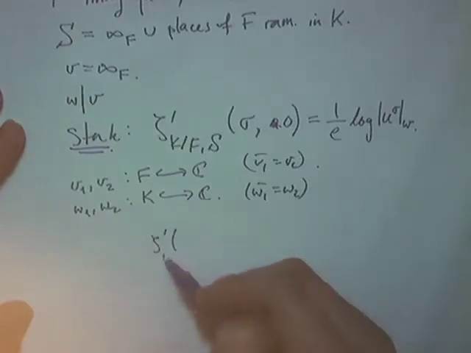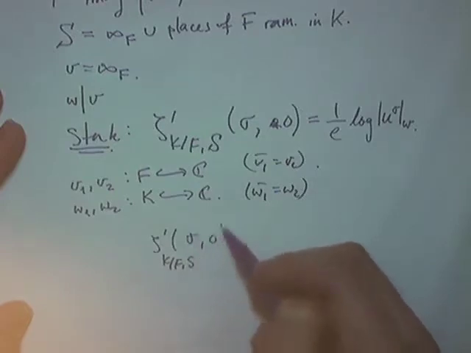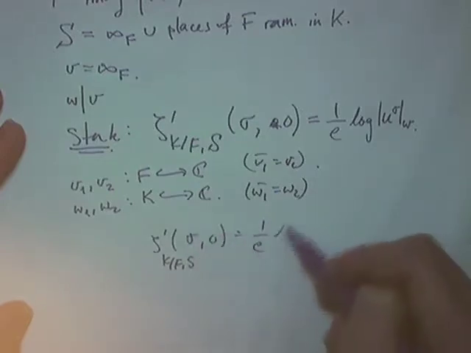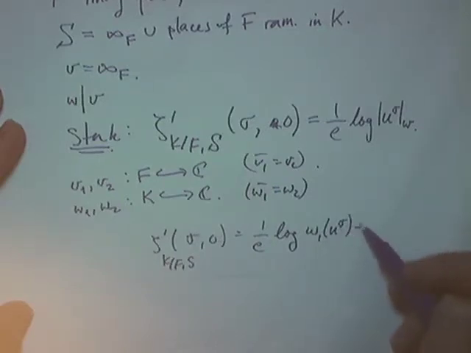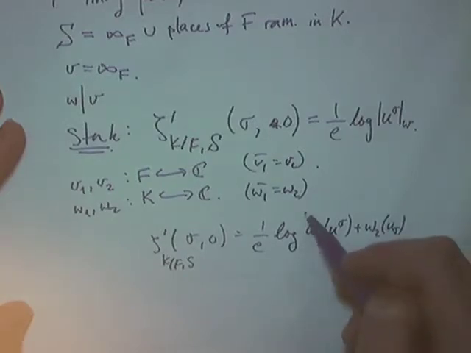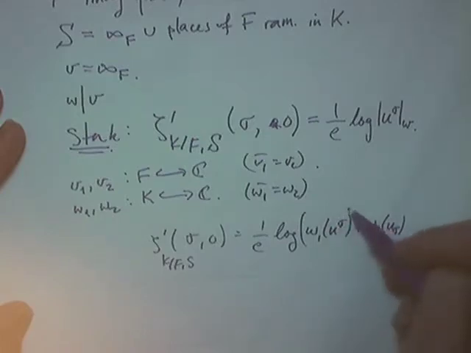then we can rewrite Stark's conjecture in the form zeta prime K over F, S, sigma at 0 is 1 over E times the logarithm of W1 of u sigma plus W2 of u sigma. Sorry, and I should have a log here.